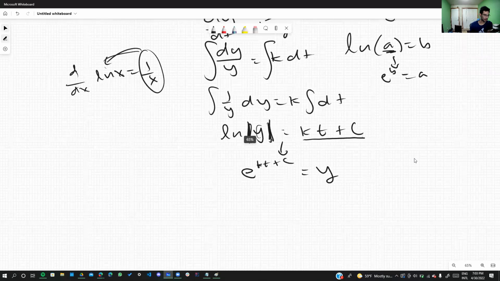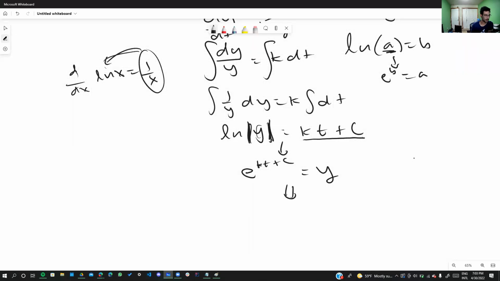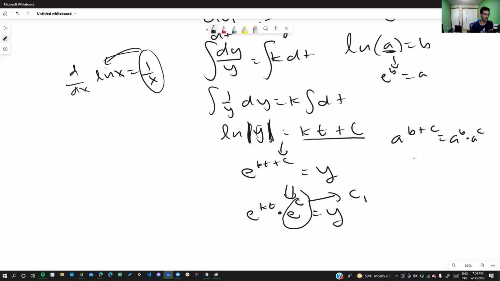This is just more math, but if you know that a to the power of b plus c is equal to a to the b times a to the c, then you have e to the kt times e to the c is equal to y. But then there's another thing here. e to the c, isn't that just another constant? We have some random constant, and a constant to the power of a constant is just another constant. So I'm just going to replace this entire thing with c. Now we have c times e to the power of kt equals y.